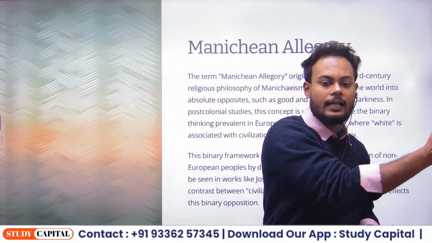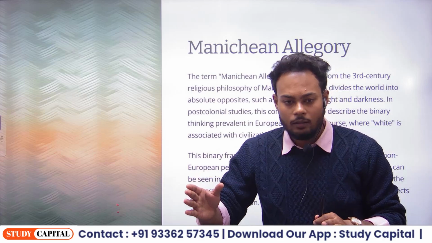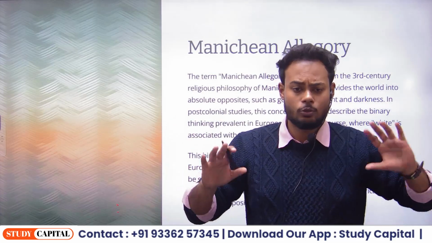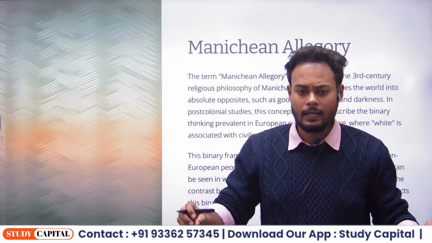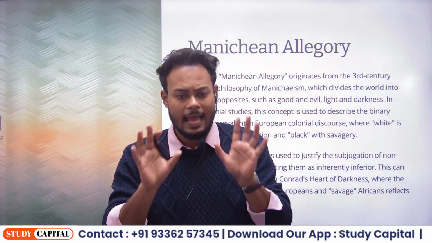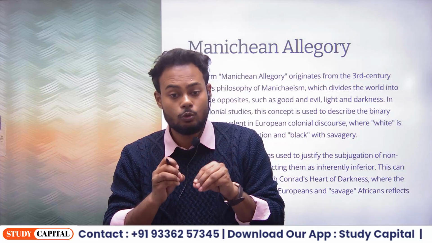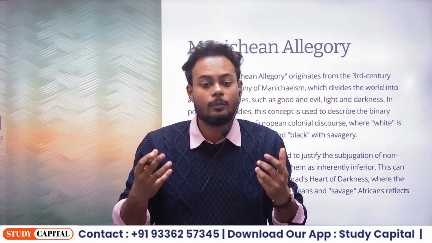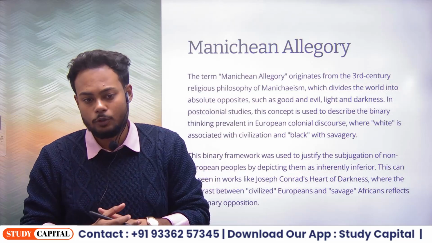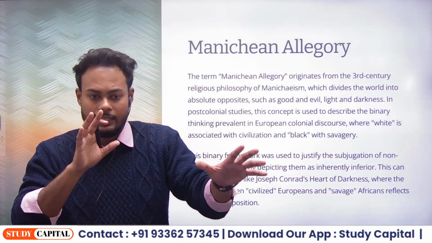It can't be 1, 2, 3, 4, 5, 6, 7, 8, 9, 10. No, it's either 0, absolute worst, or 10, absolute best. Either good or bad, either white or black. So this is the Manichean philosophy, Manichean allegory. Now how does this come into postcolonial terms? Why am I talking about this in a lecture series about postcolonial terms? How does this figure here?